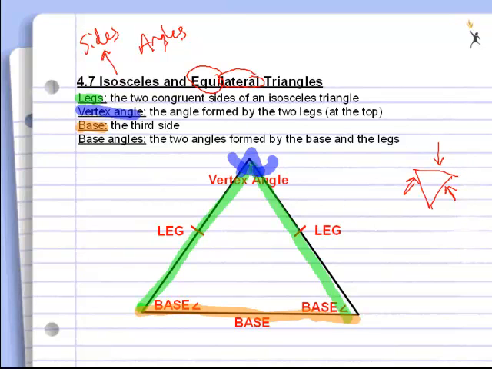But there's the base. And then we have something called the base angles. And the base angles are just that. They're the angles that are formed at the base, the two angles formed by the base and the legs. So when you hear somebody refer to the base angles being 45 degrees, you have to be able to say base angles are right here. If somebody says that the legs of an isosceles triangle are congruent, you have to know what legs they are talking about. Same thing with the vertex angle and the base.